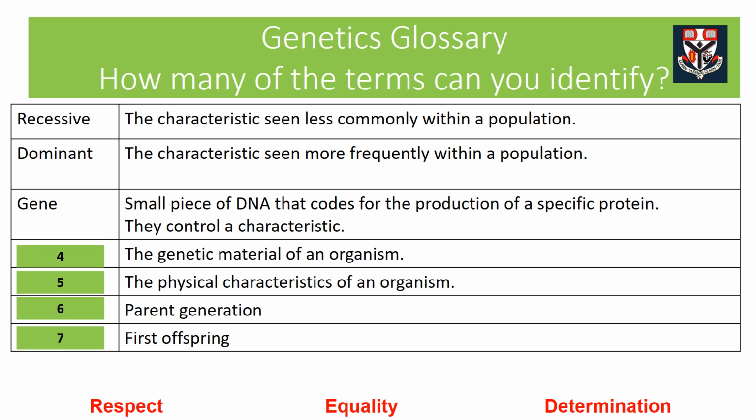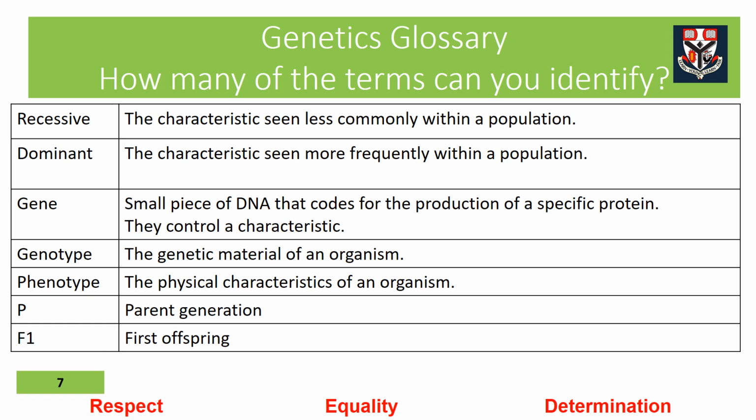Number 3 is gene. A gene is a small piece of DNA that codes for the production of a specific protein. Genes control a characteristic. 4 is genotype, the genetic material of an organism. 5 was phenotype, the physical characteristics of an organism. We use P to represent the parent generation and F1 to represent the first offspring.